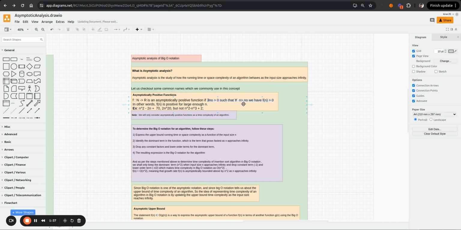In this case, let us assume this f of n function. The values taken by this function should be greater than zero after a certain point called n naught. The n naught should be a positive number. After this positive number, if the values of this function are greater than zero, we can say that this function is an asymptotically positive function. In other words, the function should be positive for a very large n value.